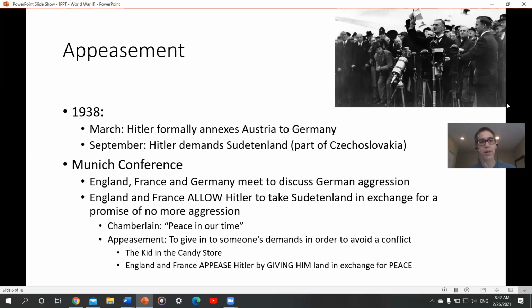Neville Chamberlain, the Prime Minister of England, comes home after the Munich Conference and he declares that we have created peace in our time. It's the photograph of that famous press conference where he declares we have created peace in our time. Well, this was September of 1938. In a year, World War II will begin because Hitler's going to go against his word and take even more land. And so why did they do that?